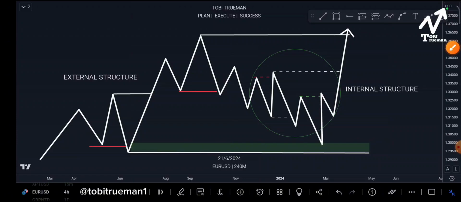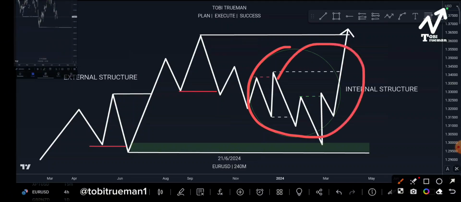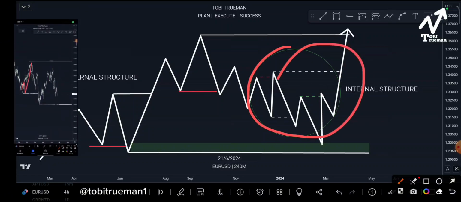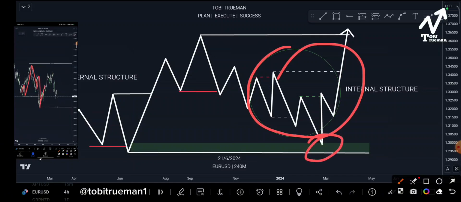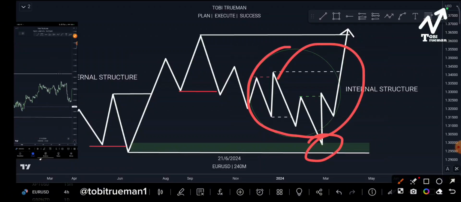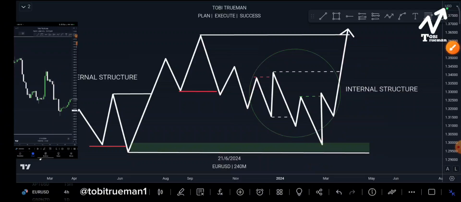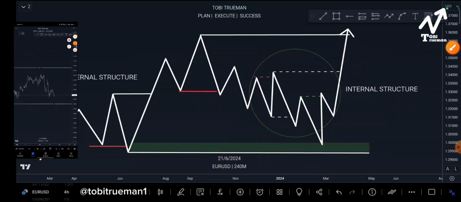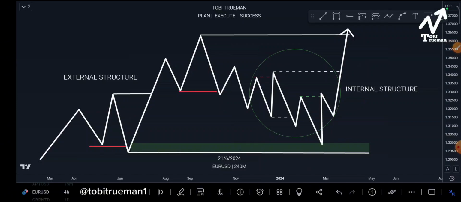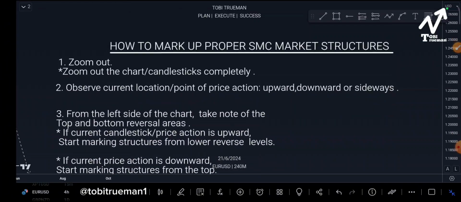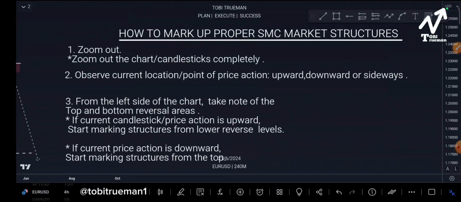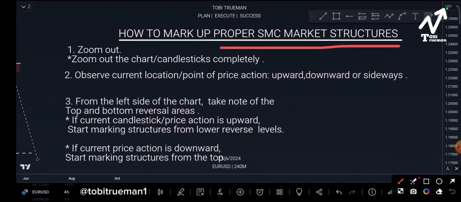So to avoid a scenario whereby we are trading internal structure and then we begin to have different feelings, why? Because price has not tapped into the external structure. For this reason, we have to put some laws and logic in place to understand how we can mark our market structure, to know which one is internal inducement and which one is external, to know which one is internal structure and external structure. So therefore, how to mark up proper smart money concept market structure. How do we mark it out? First things first, you zoom out.